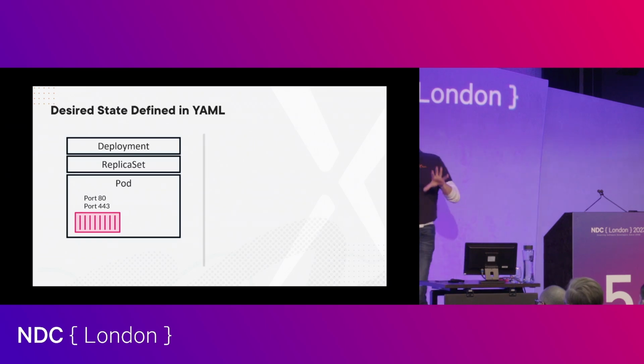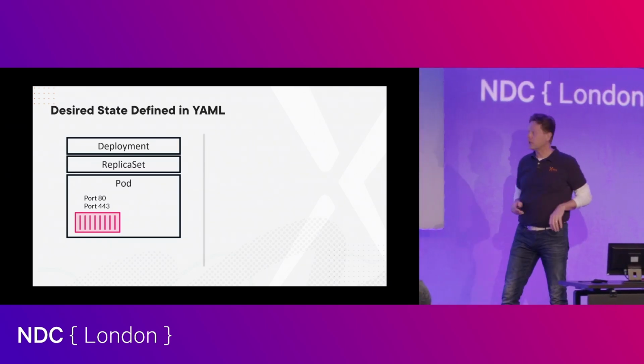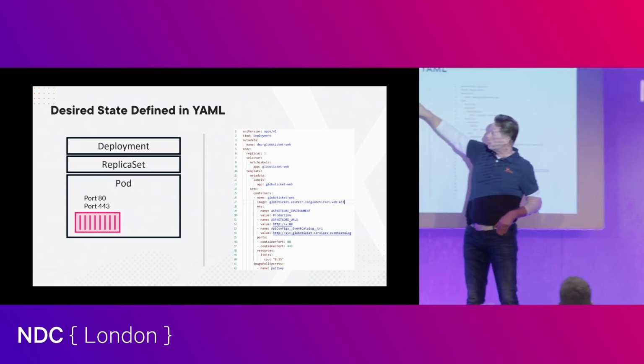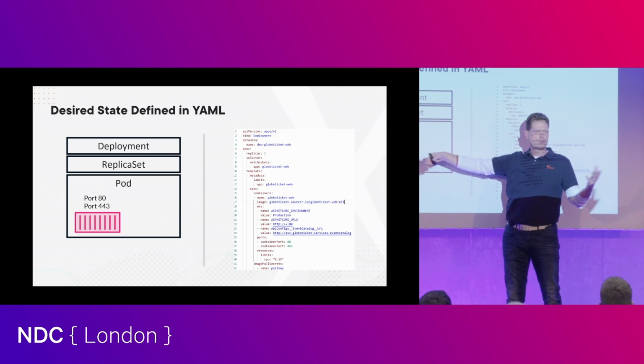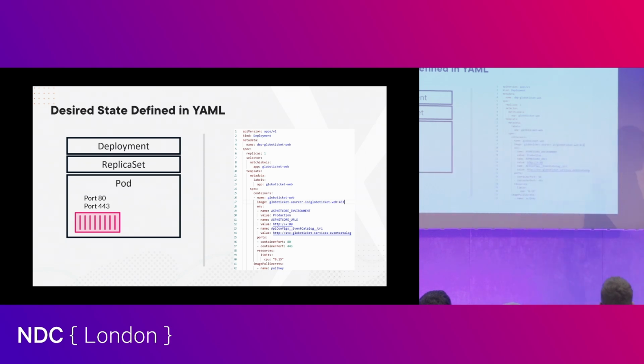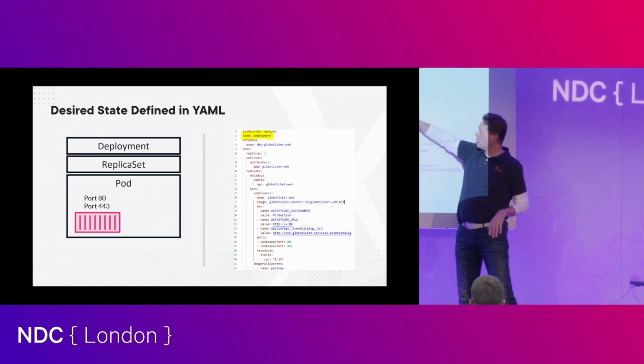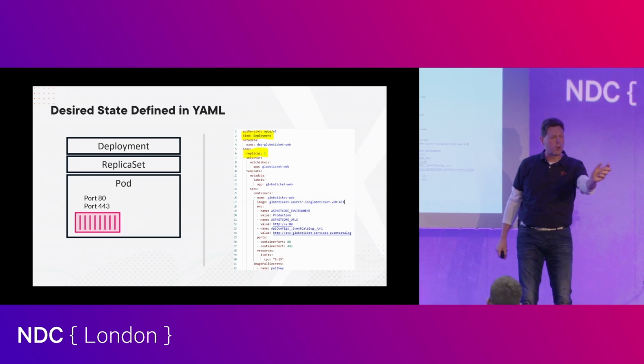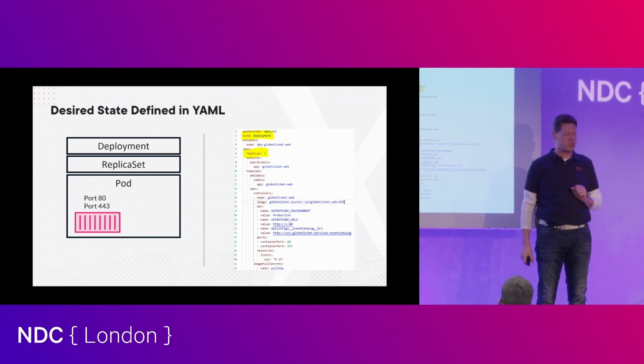Now, this desired state needs to be defined in YAML. Okay, so what we will have is we have what we call the deployment, the replica set, and the pod. And we have one or more pods that we have in a deployment. Now, what we do is we define then that we do a deployment. We specify the number of replicas. So I'm saying I just want one pod of this particular application.